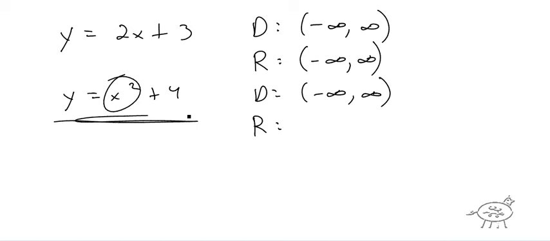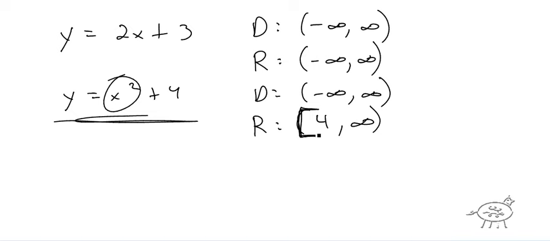So the smallest value this thing can be is 4. And the biggest it can go to is infinity. Now, is that right? Not 100%. Why? Because can't it equal 4? Okay, so it's a bracket with a 4.